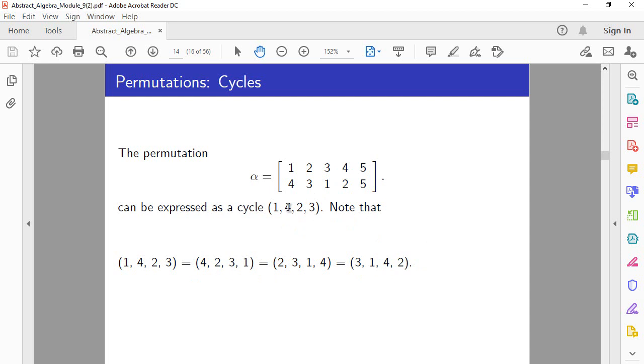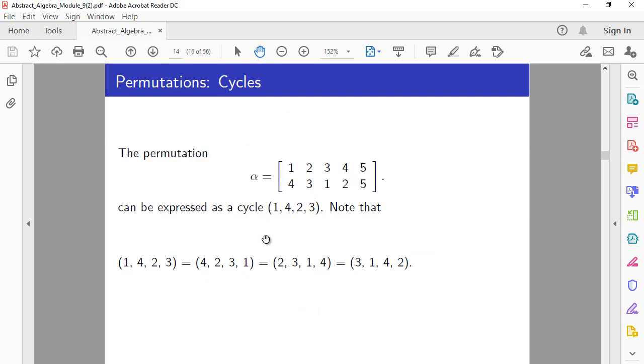So keep in mind that if we have a cycle of length 4, we can express that in 4 different ways. And if I have generally a cycle of length n, we can express that in n different ways.